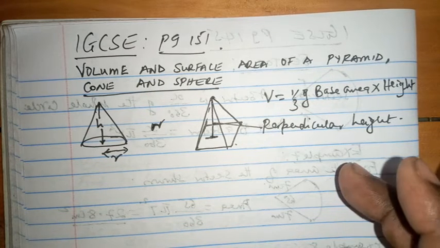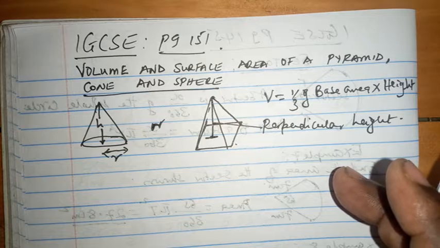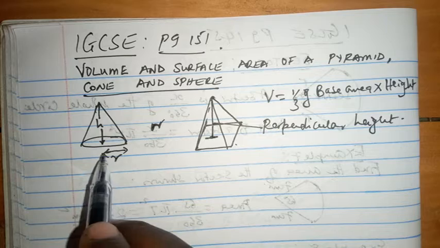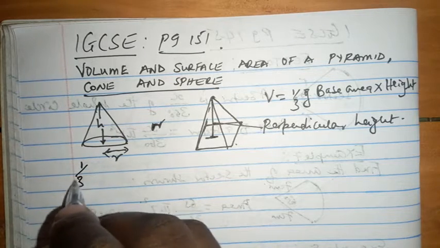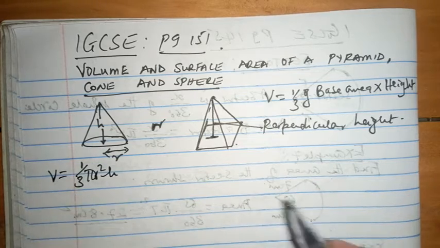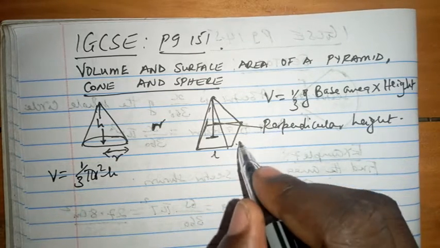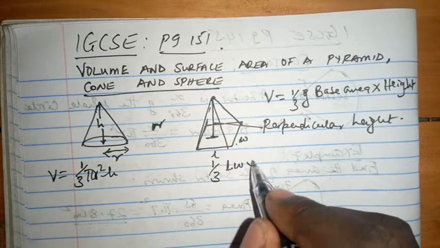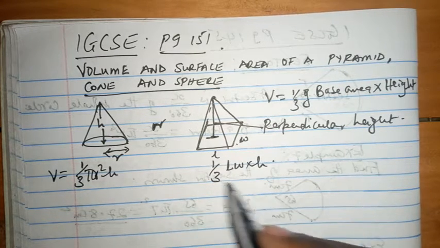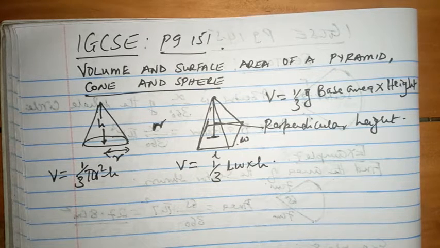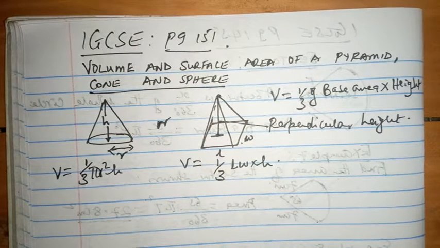In both cases, this one is a third pi r squared h. The volume is a third pi r squared h. This one is a third length times width times height. This is in both cases when we want to calculate the volume, because they are pyramids in both of them.